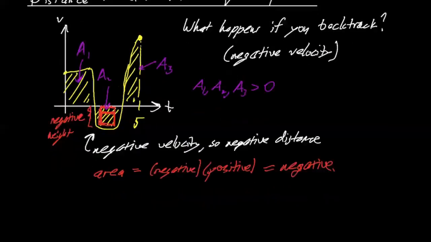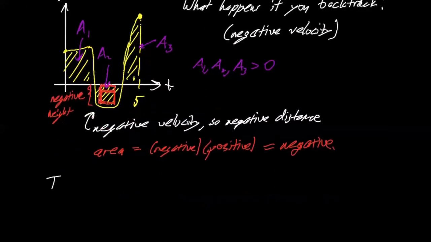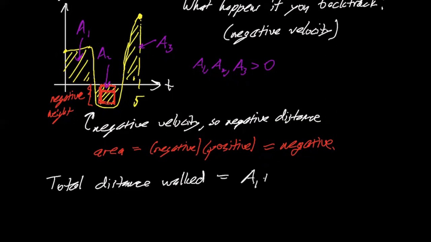Let me just move down here a little bit. The total distance walked. Well, all of these areas represent distances. It's just, for this area and this area, you're going towards Searles, and for this area, you're going away from Searles. And so the total distance walked is actually equal to A1 plus A2 plus A3, right? But that's not equal to the distance from Thorn to Searles.